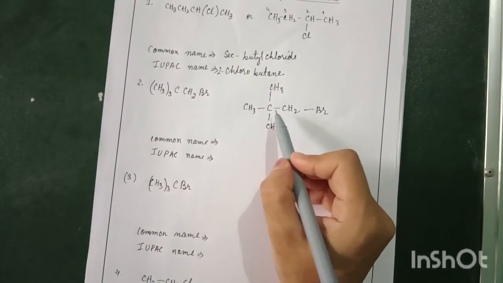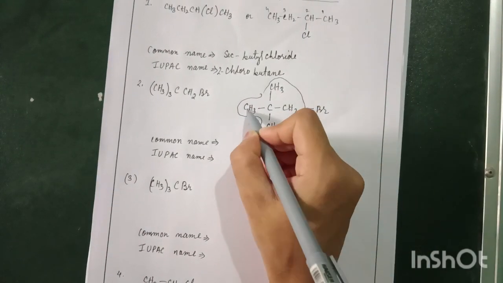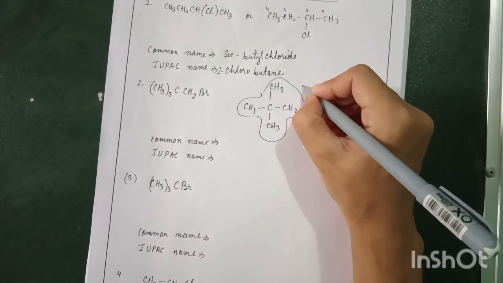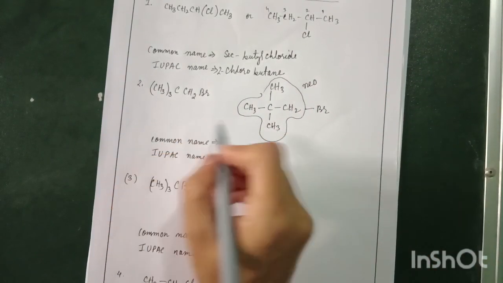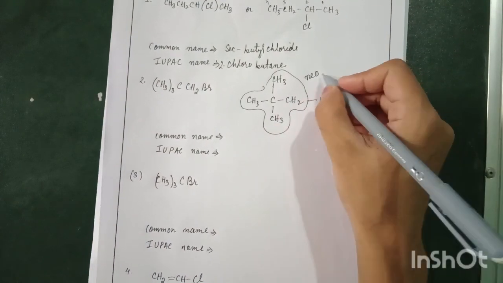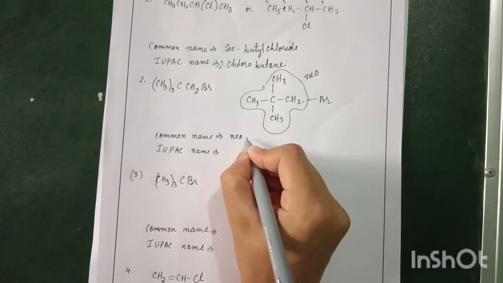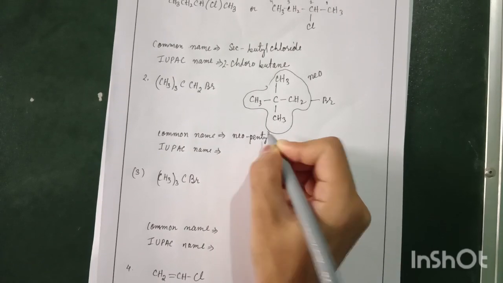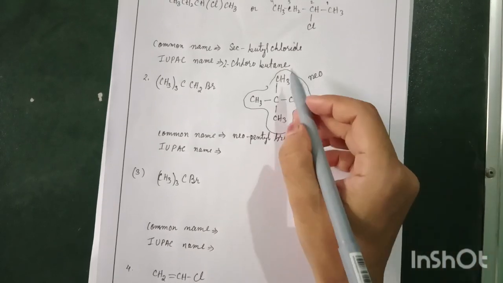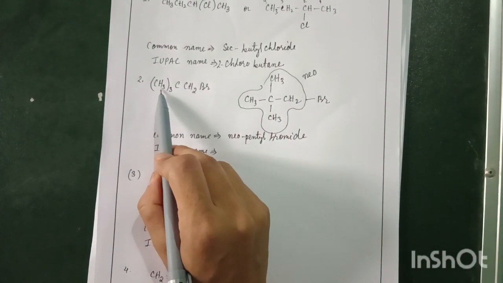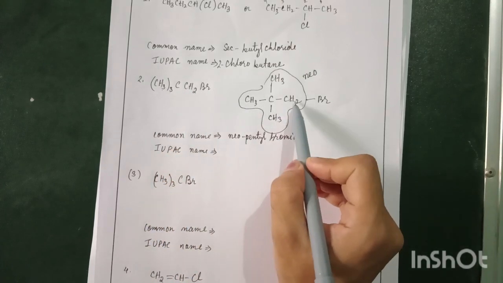Now see, whenever we see this compound with a terminal CH3 with CH2, this is called your neo. So with this neo, how many carbons are here? 1, 2, 3, 4, 5. So it is called neopentyl. Then bromide. Neopentyl bromide, whenever we see this compound. So remember, whenever you see CH3C CH2, then remember this is your neo.